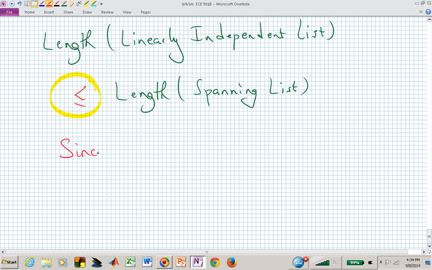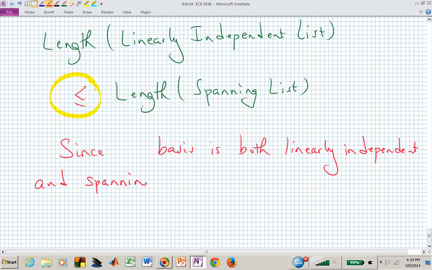And that's since the basis is both linearly independent and spanning, equality must be true.